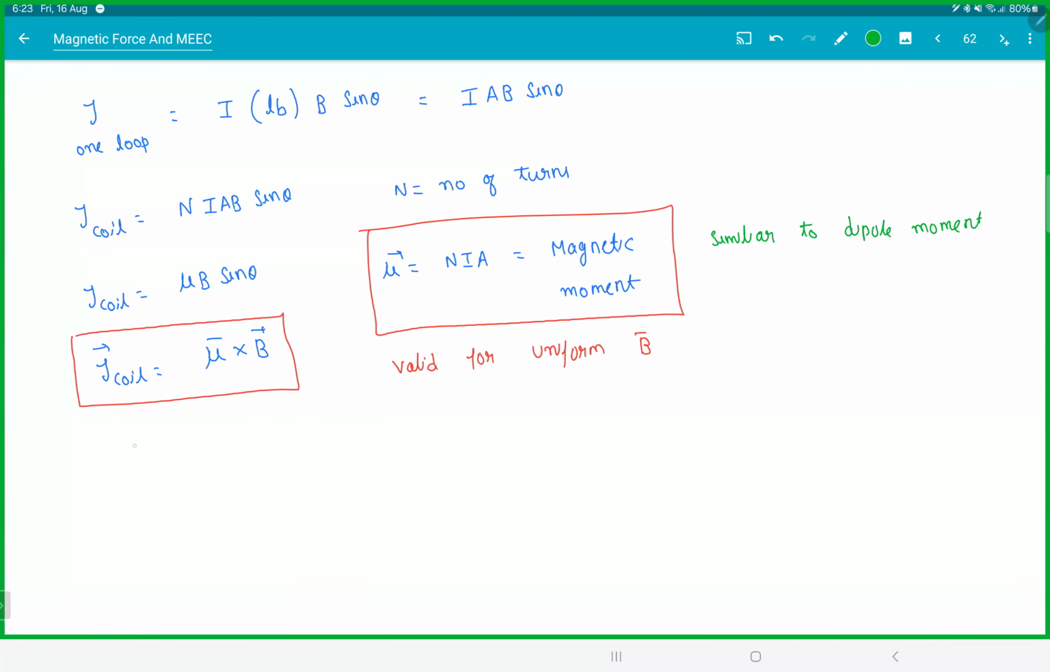In dipole moment, what is torque? Torque was P cross E. So here P was your electric dipole, and E was your electric field. So if you see, there's a lot of resemblance here.